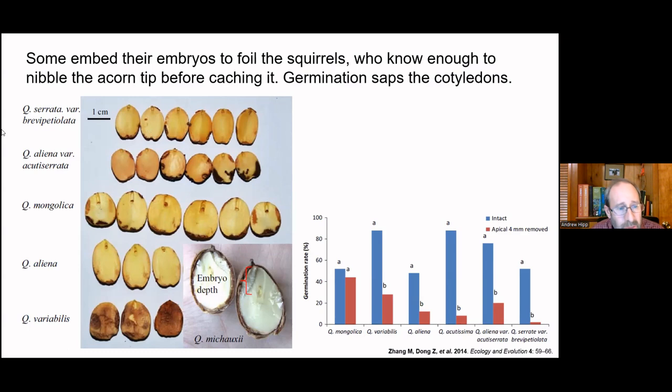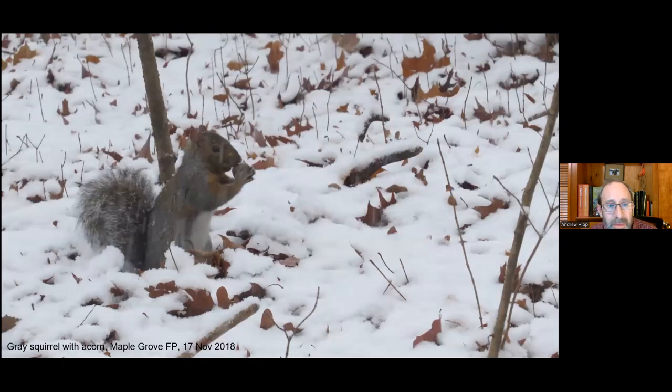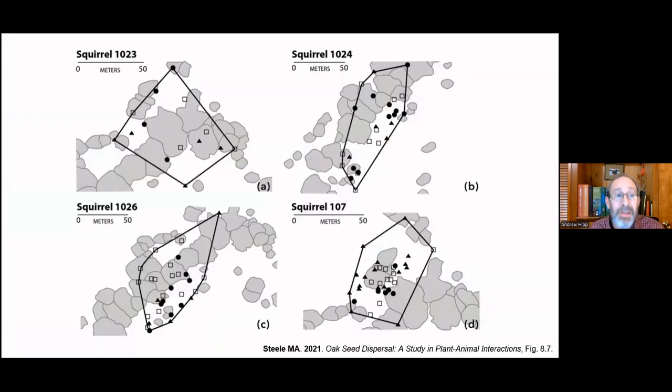So what squirrels will do is they will nibble away the very tip of the acorn to keep it from germinating. Quercus mongolica, however, has evolved a way of avoiding this problem. If a squirrel nips away the tip, that Quercus mongolica acorn can still germinate just fine. So the squirrels and the trees really work together to decide where trees are going to be planted in the forest. And the squirrels have become very clever, right?